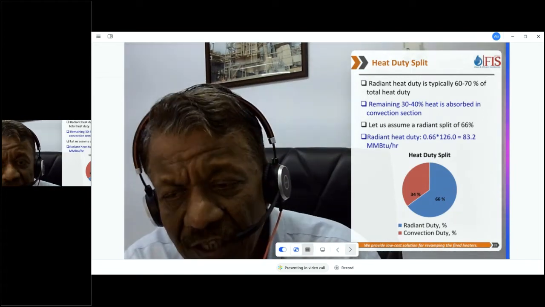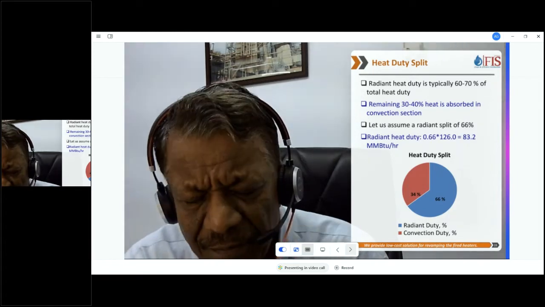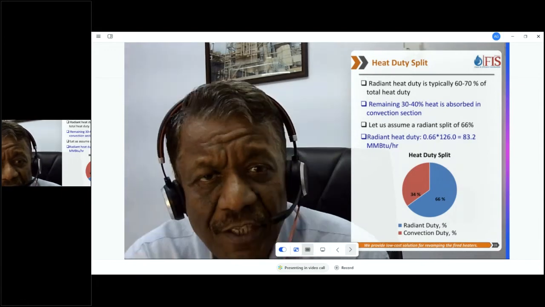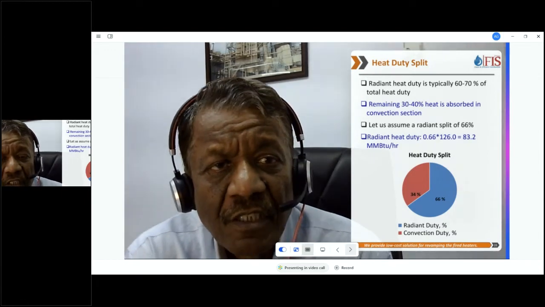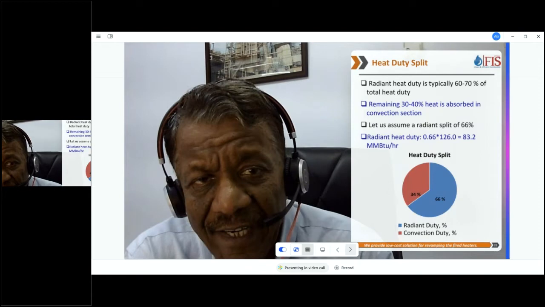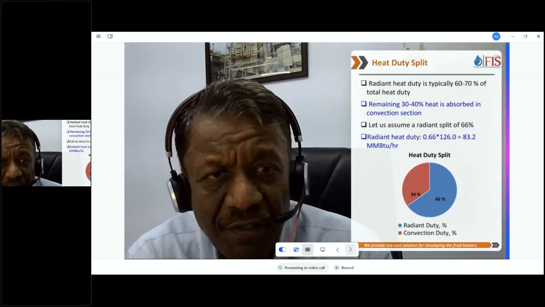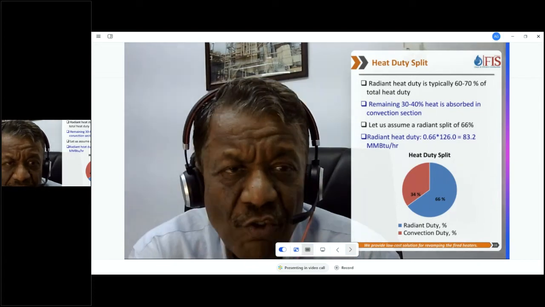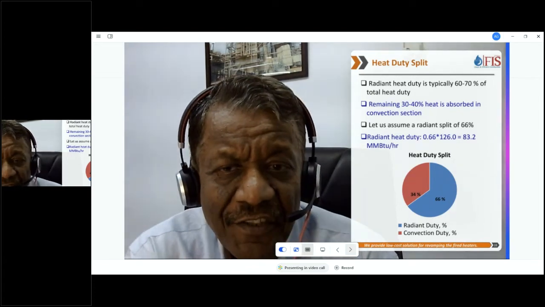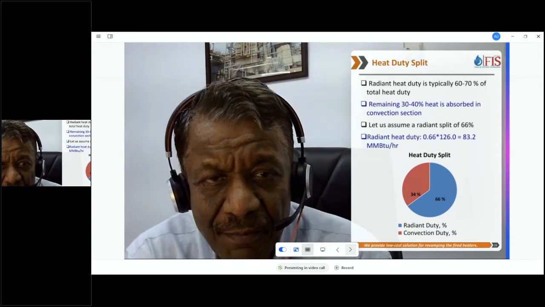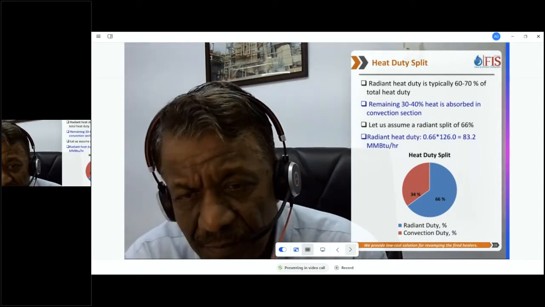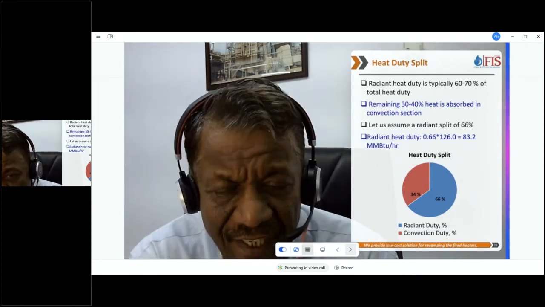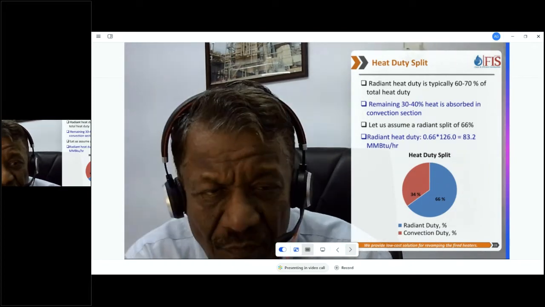So here the first thing we said is, okay, what is the heat split between the radiant and convection sections? Generally, as I said, 60 to 70% is absorbed in the radiant section and the remaining 30 to 40% in the convection. So we are assuming a split of 66%. This comes up from the computer, even though we may start at 60 and go to 66, or start at 70 and go down to 66, depending on whichever way we go.